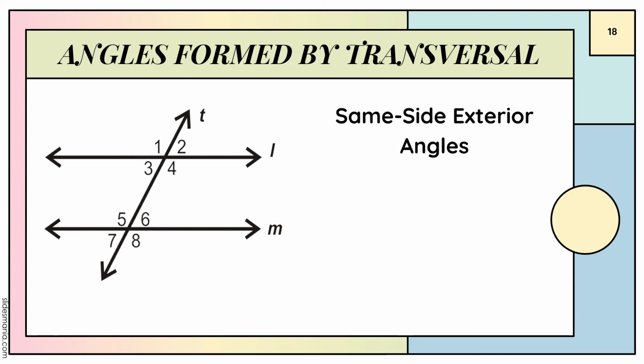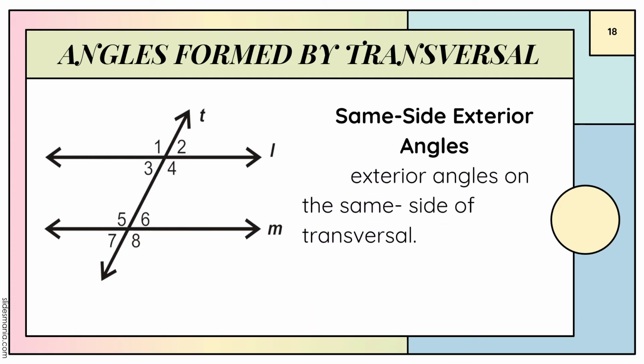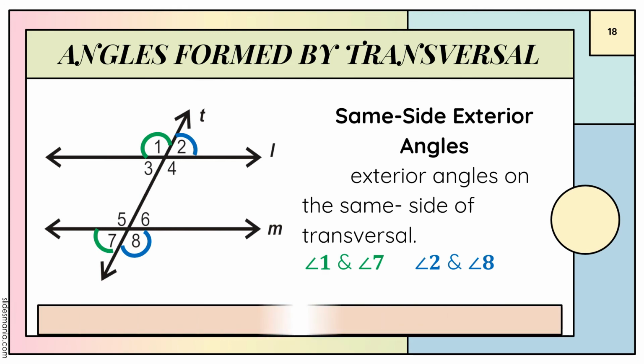We also have same side exterior angles, which are exterior angles on the same side of the transversal. Exterior angles, but they are on the same side. So we have angle 1 and angle 7, and angle 2 and angle 8. And just like the previous slide, same side exterior angles are also supplementary.